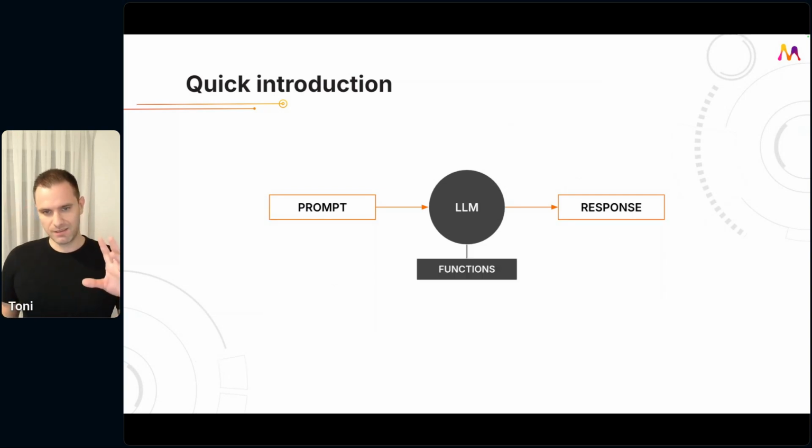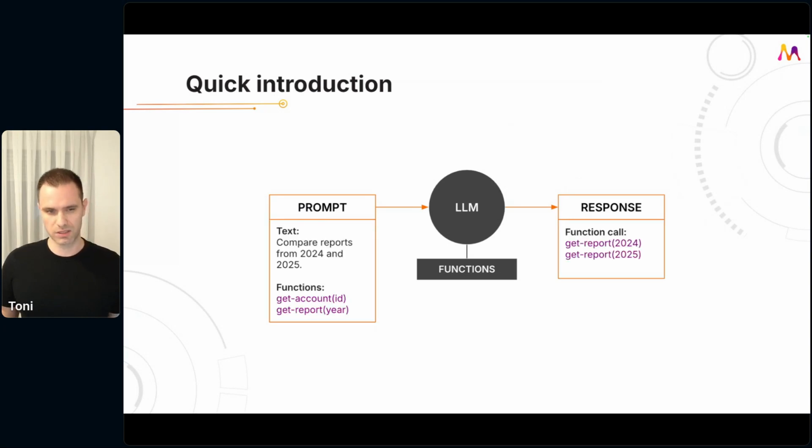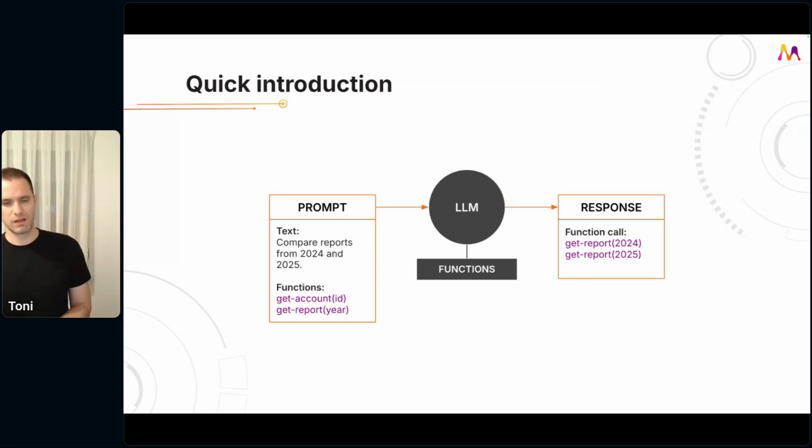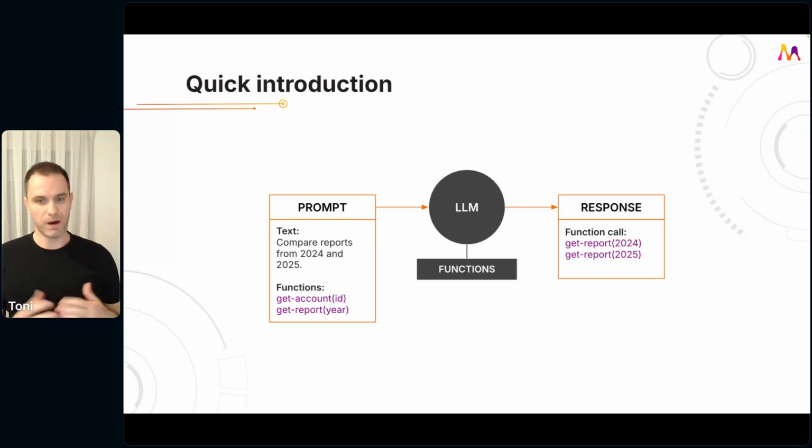And then the functions have been added to the LLM. I'm not sure if OpenAI or Anthropic were the first one that introduced that. And that was like a breakthrough, which was really cool. So what are the functions? If we get back to the same example, with the functions, you could say, hey, compare the reports from 2024 and 2025. But if you need additional context, you can use these functions, like get account or get report by year and so on.